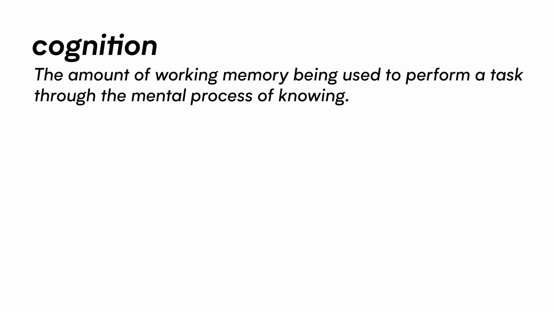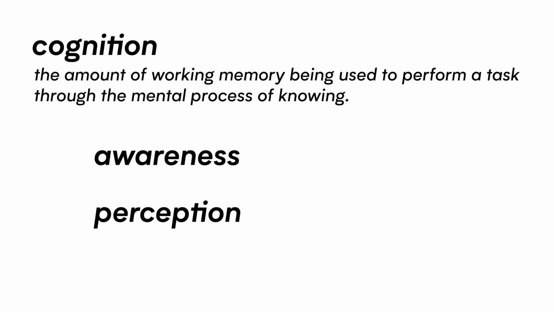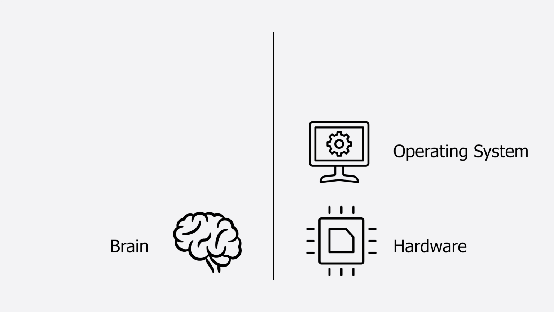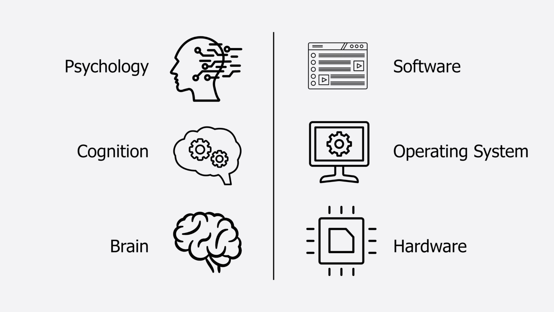Cognition is the amount of working memory being used to perform a task through mental process of knowing, including aspects such as awareness, perception, reasoning, memory, and judgment. But how is cognition different from psychology, you might be asking? The way I like to visualize cognition's place is between our brain and our psychology. The brain can be thought as the hardware. The operating system is the cognition that lets you run the software, the psychology.